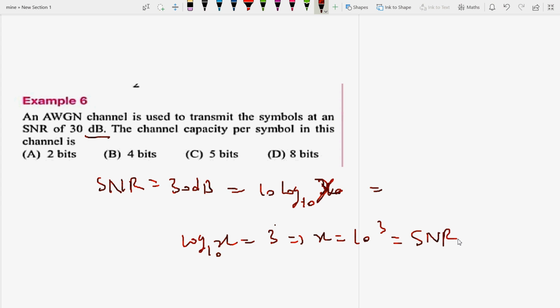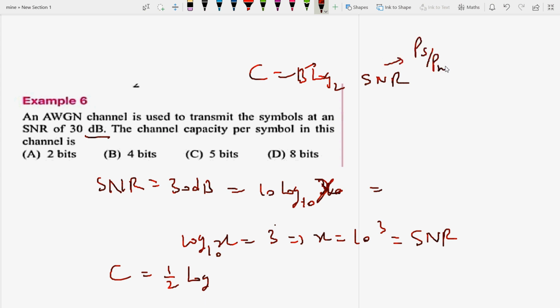Now it is asking for the channel capacity per symbol in this channel. You know the formula, C is equal to B log base 2 of SNR, where B is the bandwidth and SNR is the signal to noise ratio. Signal to noise ratio is the ratio of the signal power to noise power. But the bandwidth is not given here.